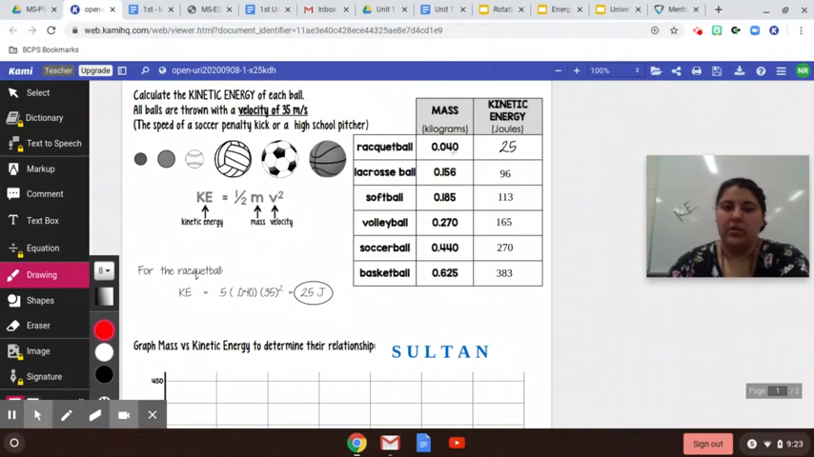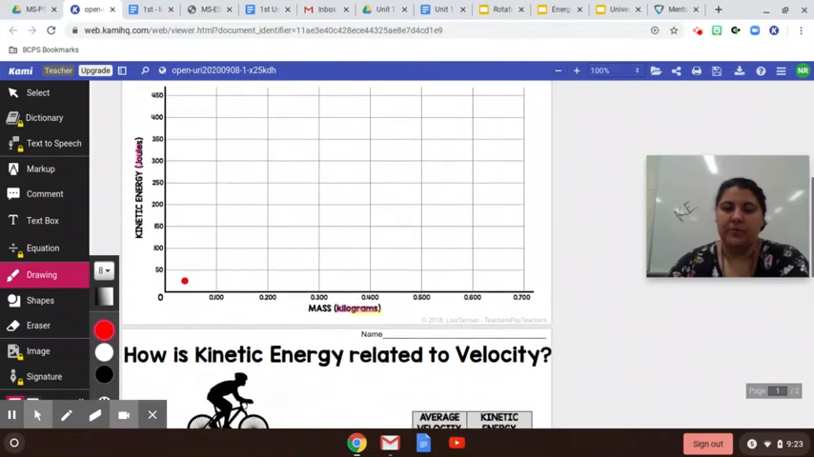Okay, so now all we're going to do is just graph our points. So the first one has a mass of 0.04 and kinetic energy of 25 joules. So you'll notice I've already graphed this. 0.04, that's going to be a little less than halfway, and 25 is right in the middle of 0 and 50. So that's where that point is going to be.